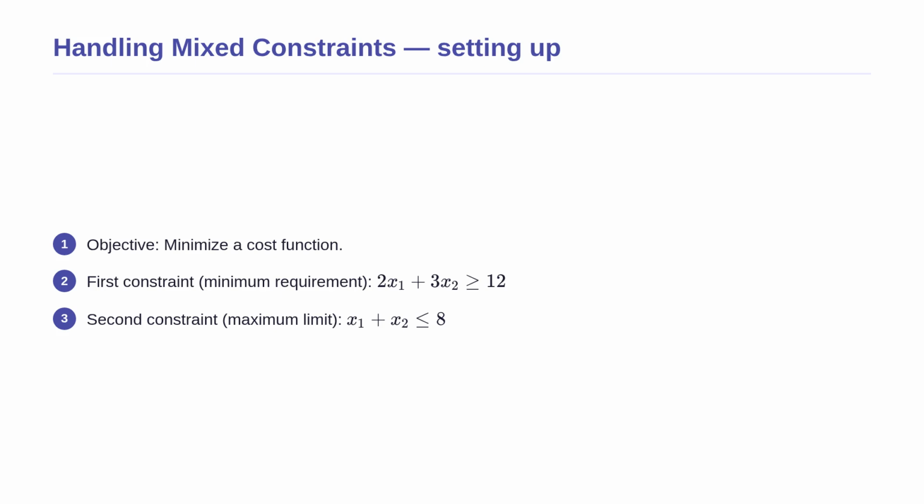We are given a minimization problem with two different constraints. Our goal is to minimize a cost function. The first constraint is a minimum requirement that must be greater than or equal to 12. The second constraint is a maximum limit that must be less than or equal to 8. We must handle each of these constraints one by one, carefully applying our rules to convert the entire problem into the strict standard form.